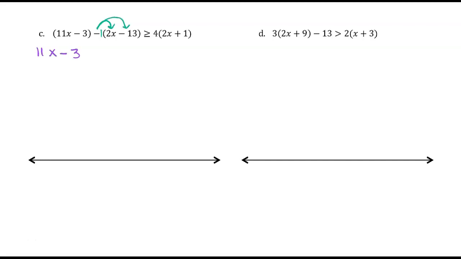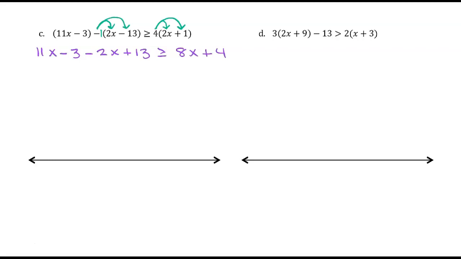Think of this as a negative 1 times 2x minus 13. Negative 1 times 2x is negative 2x. Negative 1 times negative 13 is positive 13. On the right, we can also distribute the 4 to both terms inside the parentheses. We have 4 times 2x, which is 8x, and 4 times 1, which is 4.